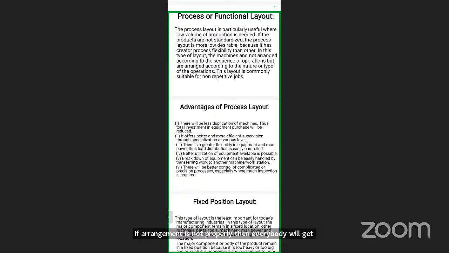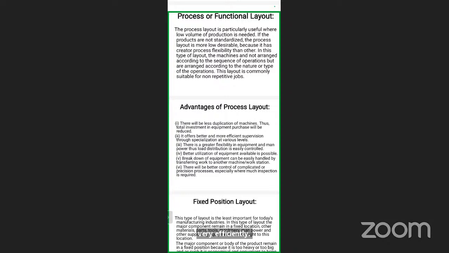Suppose flexibility is more, you got it. Then power and manpower will also get flexibility. Load distribution is easily controlled. Load is easily controlled when they are not doing work properly, then we can monitor very efficiently.